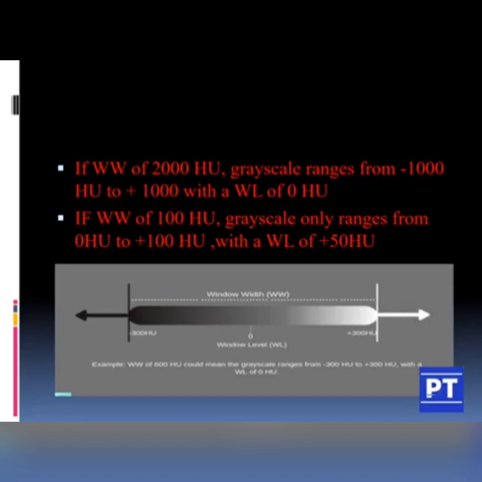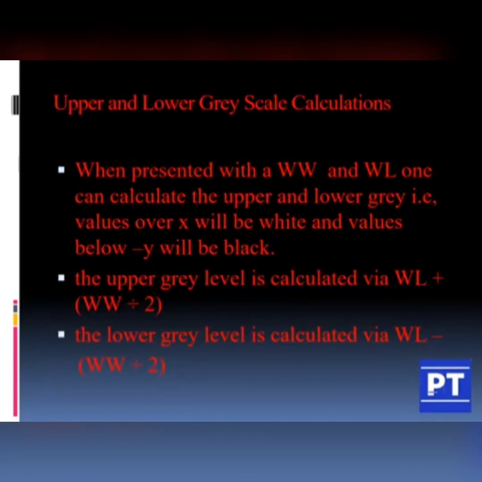If the window width is 2000 HU, the gray scale ranges from minus 1000 to plus 1000 with a window level of 0 HU. In the case of a window width of 100 HU, the gray scale ranges from 0 to plus 100 HU with a window level of plus 50 HU.